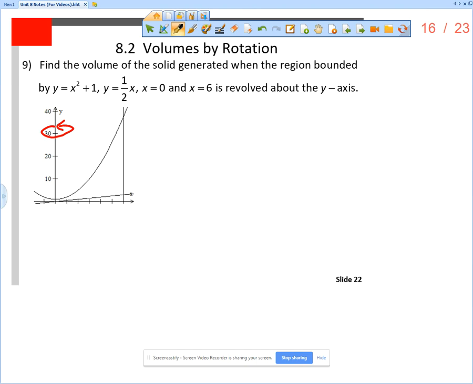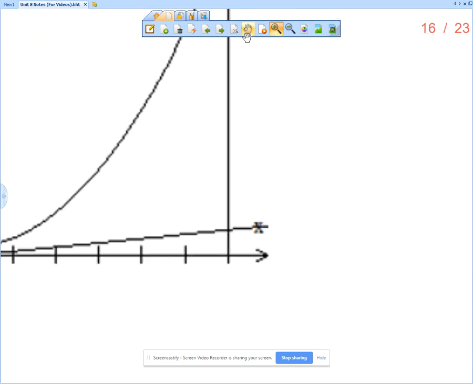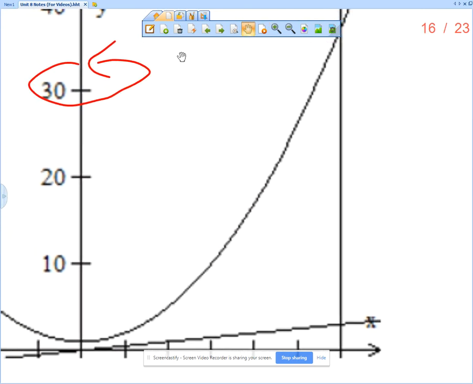And so we have to make sure we are mindful of, well, what should we use? Should we use the shell method or the washer method? Well, we don't actually say, I want to use the shell method or I want to use the washer method most of the time. We're actually going to say, what's going to be easiest to use, a dx or a dy? So now, I'm going to zoom in on the picture a little bit. All right, so now, let's think about dx or dy.